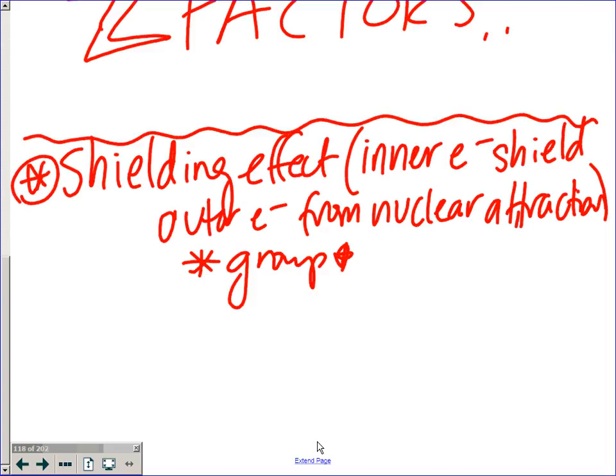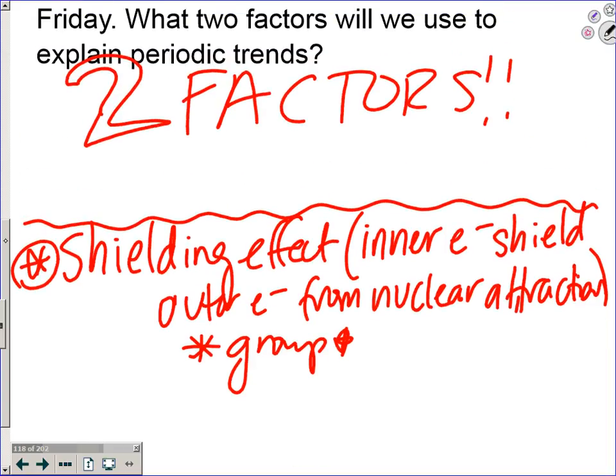Zeff. Can you tell me what that means? Zeff. Anybody? Yeah. The more neutrons there are, the stronger the pull. Not neutrons. Protons. So the more protons, the stronger the pull from the nucleus to the valence shell. Okay. So Zeff means nuclear. Anybody?